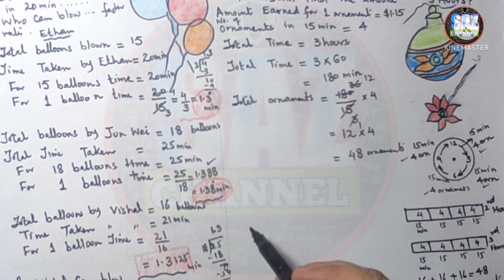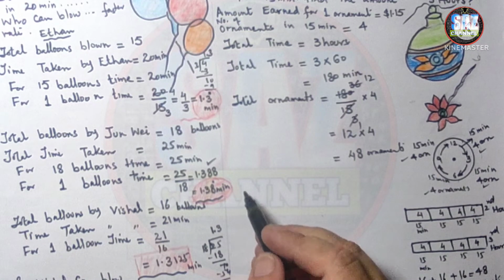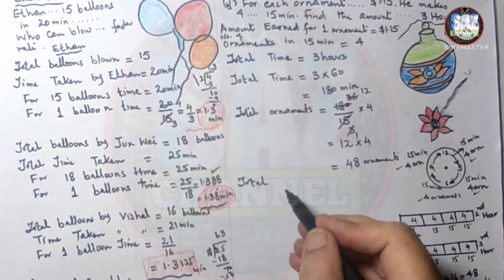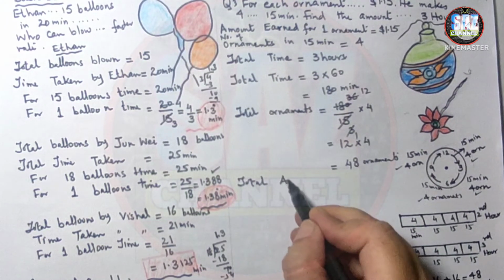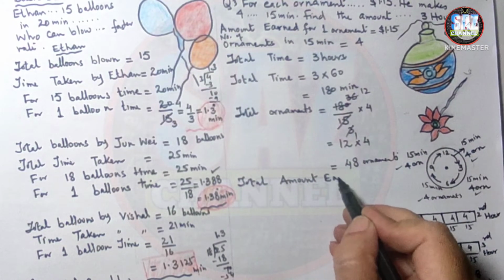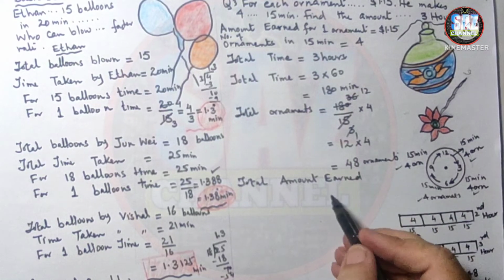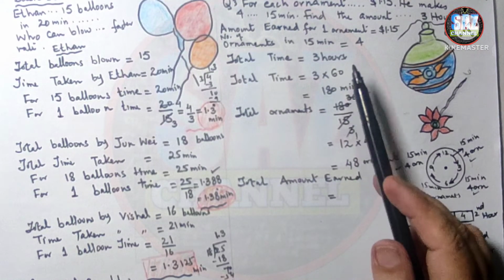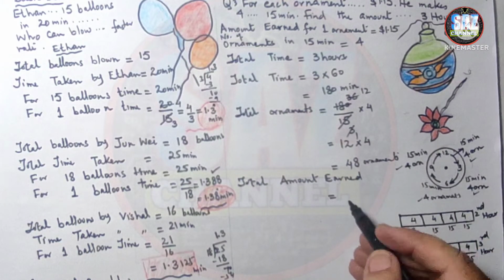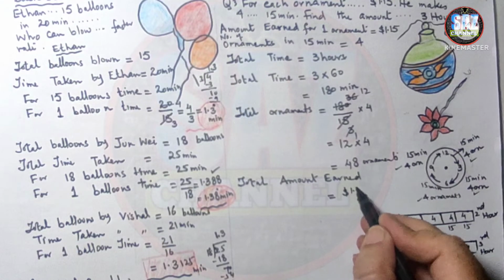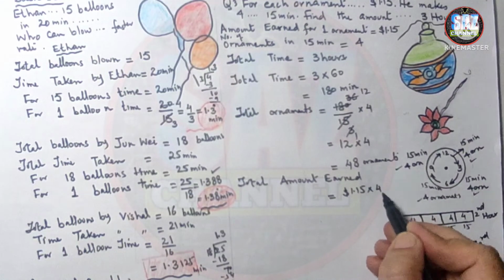Now the problem is to find how much he can earn for making 48 ornaments. So, the total amount earned will be equal to the payment for one ornament multiplied by the number of ornaments, that is $1.15 multiplied by 48.